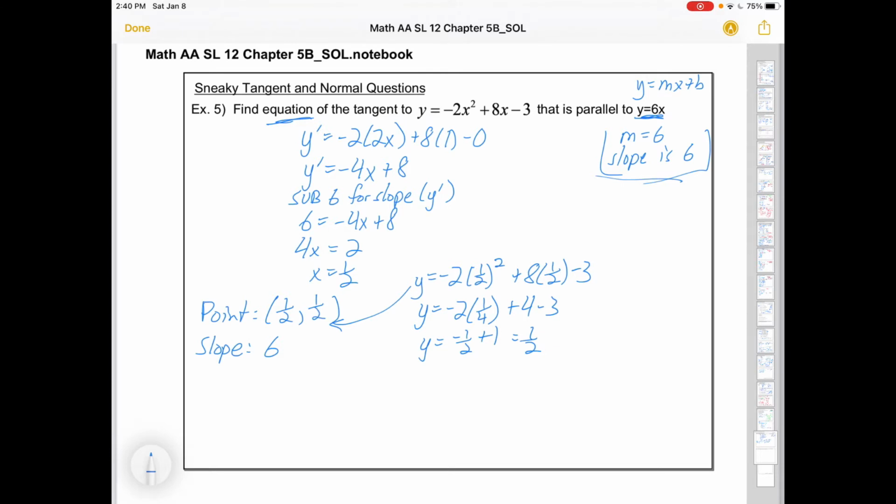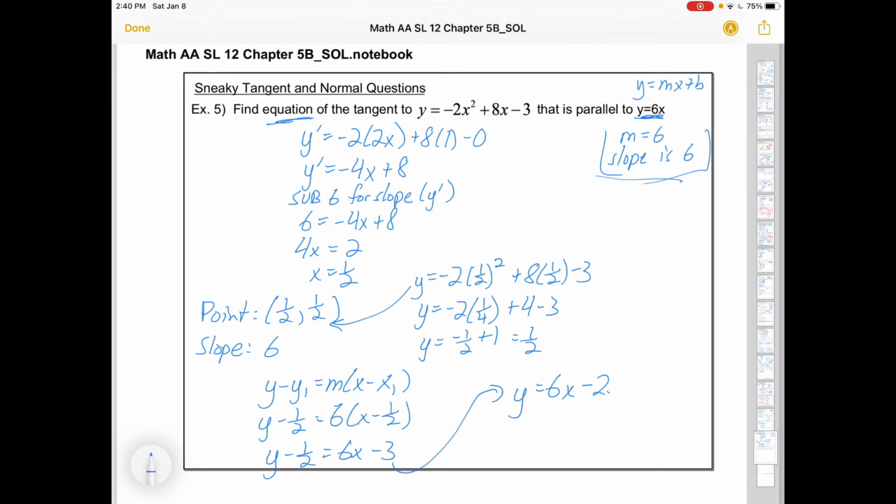Now we're ready to roll. We know a point, we know a slope. What can we use? Point-slope formula. Bam. And we'll just plug and chug. y minus a half equals 6 by x minus a half, or y minus a half equals 6x minus 3. And we can add that half to the other side and call this negative 2.5, I guess you could say. Or if you prefer an improper fraction, which I would, negative 5 over 2. Either of these are okay.